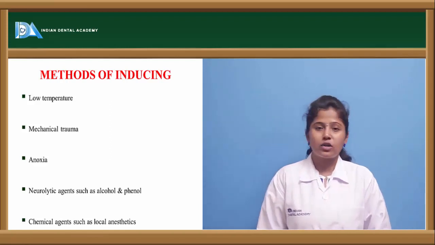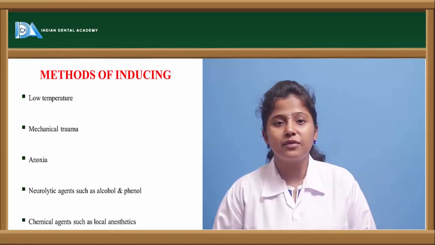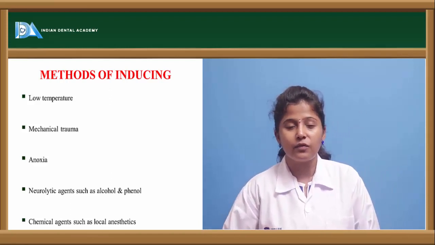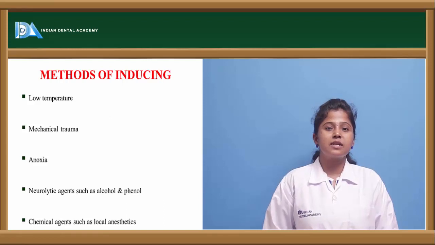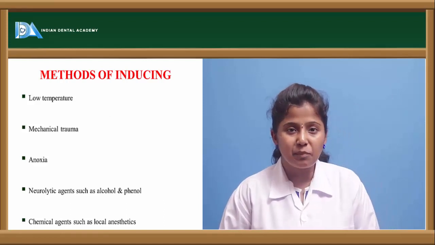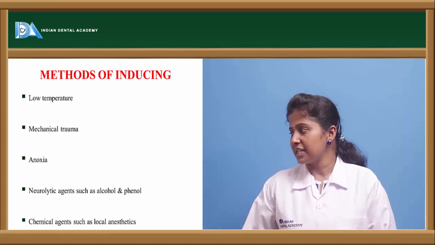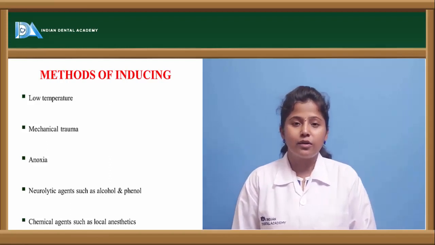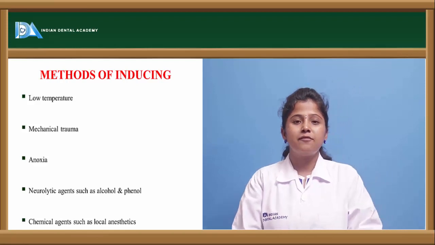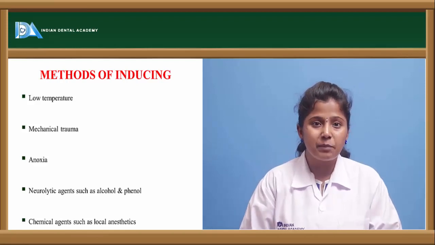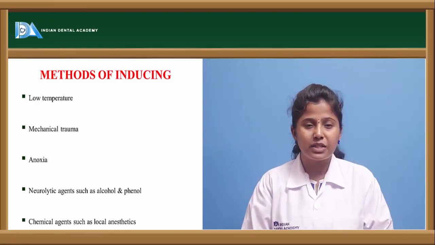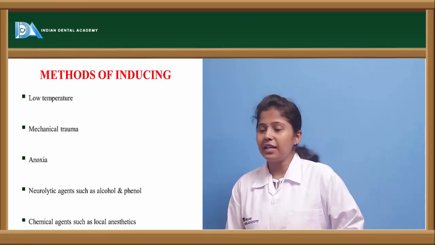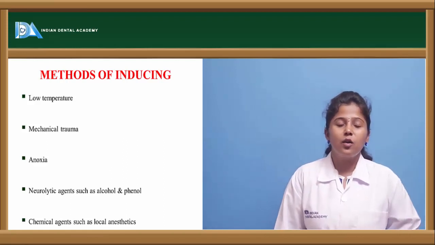And the other one is anoxia. Anoxia is a condition where we decrease the oxygen supply. If in the localized area the oxygen supply is decreased, then that particular area will lose the sensation. And the other one is neurolytic agents like alcohol and phenol. If we apply alcohol or phenol at the particular area, then that area will lose the sensation. And finally, the chemical agents which are called local anesthetics.